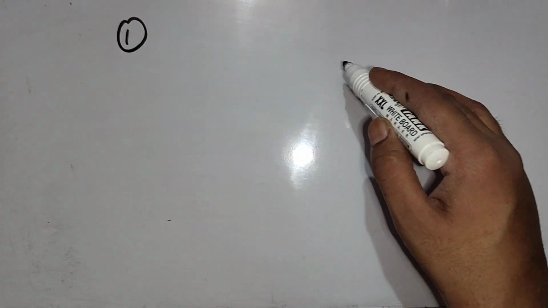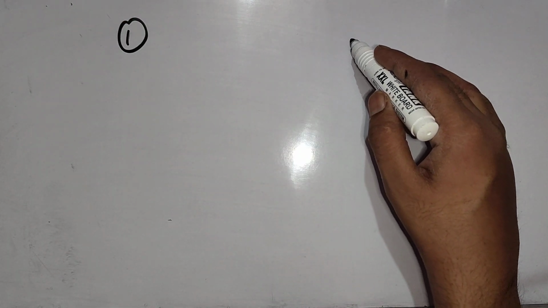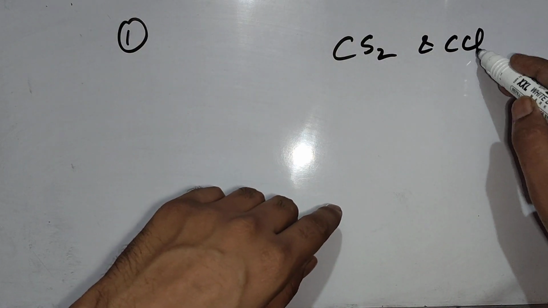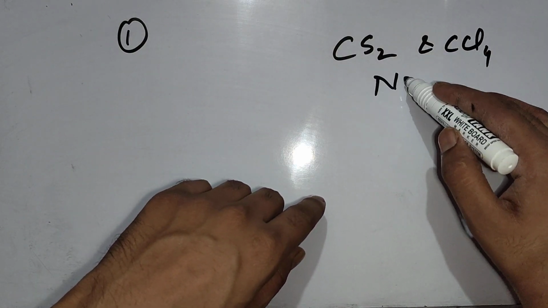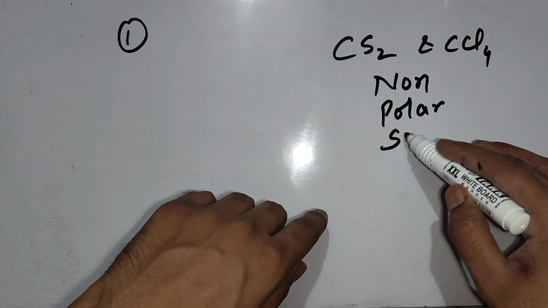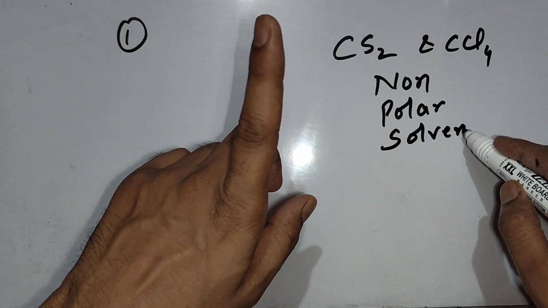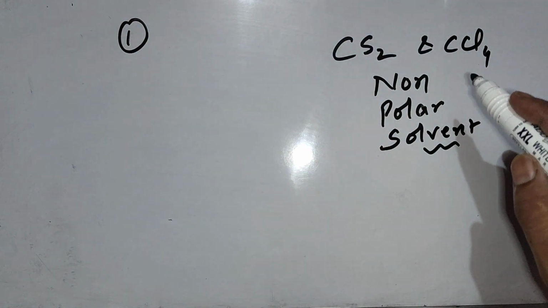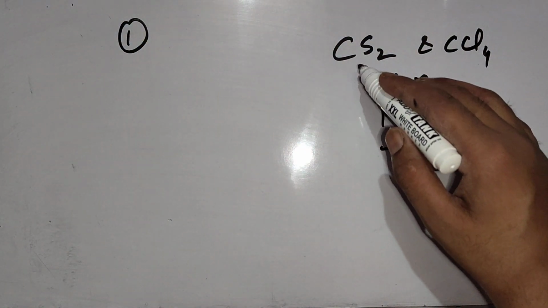First step, listen very carefully. CS2 and CCl4, they are non-polar solvents. Only a slight hint I will provide because this part is of 11th class. I hope you know it.